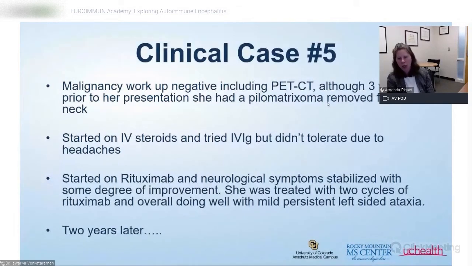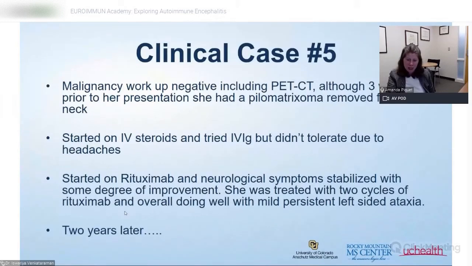to be unrelated. She was started on IV steroids and IVIG when she first presented. Unfortunately, she developed side effects of the IVIG, including aseptic meningitis, so she couldn't tolerate that moving forward due to the headaches. She was started on rituximab, and her neurologic symptoms stabilized and actually to some degree improved. She was treated with two cycles, so a total of a year, essentially, of rituximab, and she is doing well. She only, at this point, has some very mild, persistent left-sided ataxia.